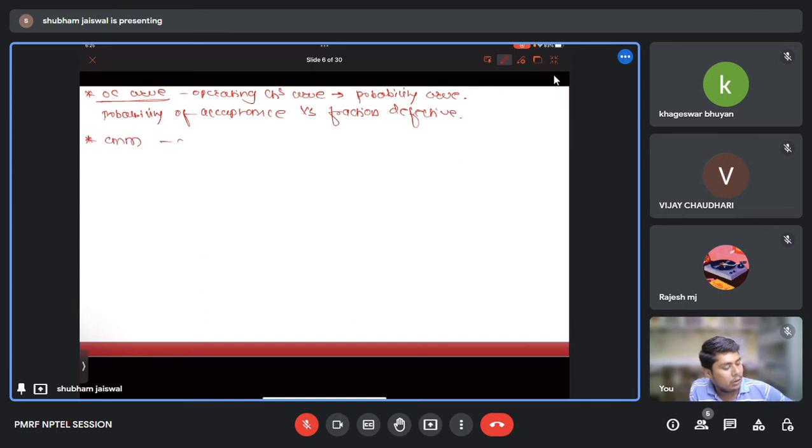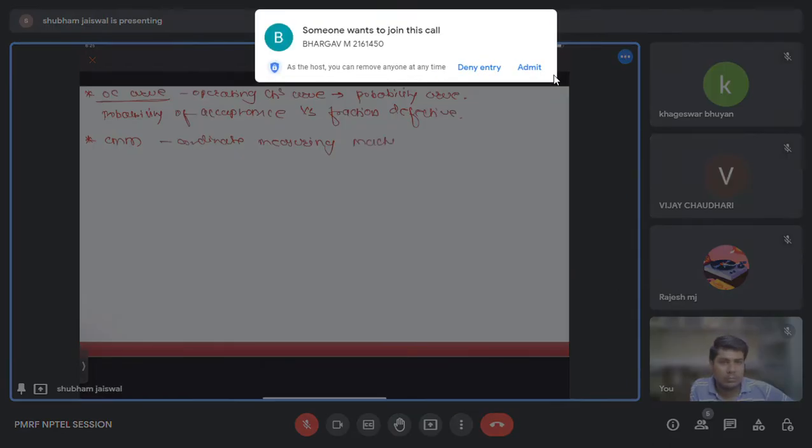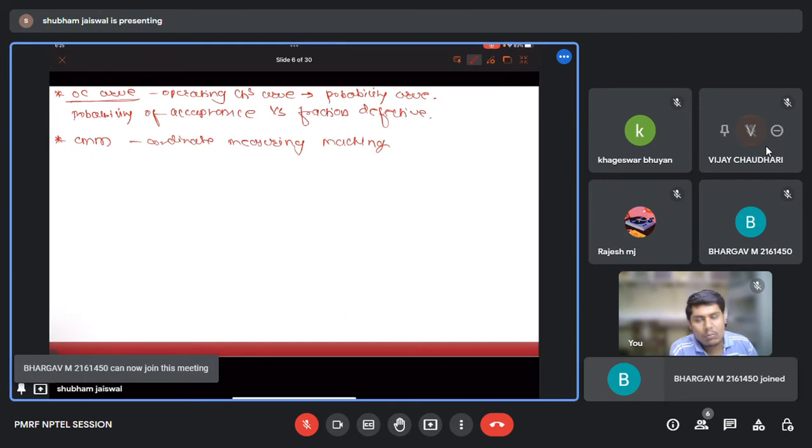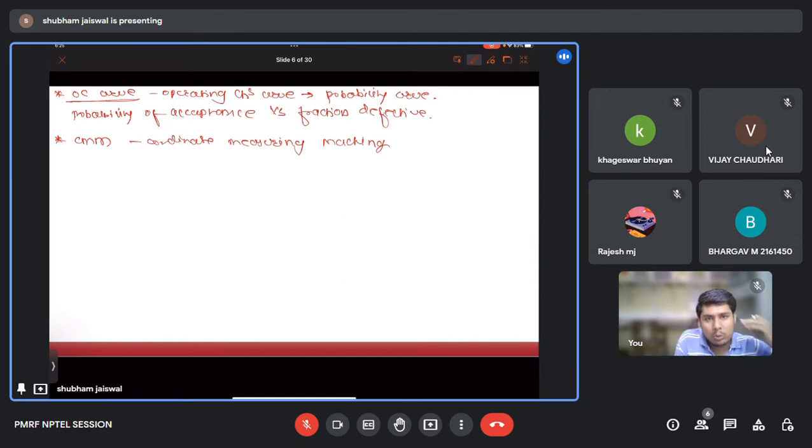And at the end, we have seen the CMM, that is coordinate measuring machine. So this was the quick recapitulation of the last week's content that we have seen. Now we will move towards solving our problems.